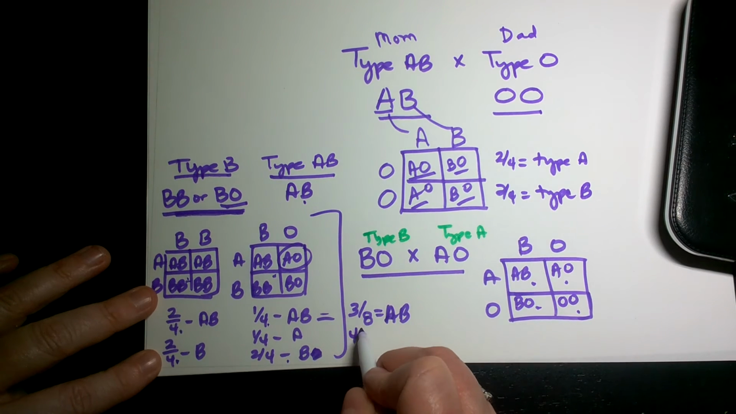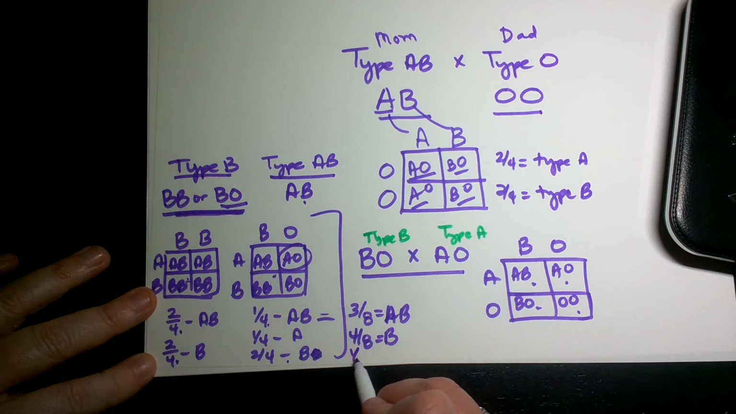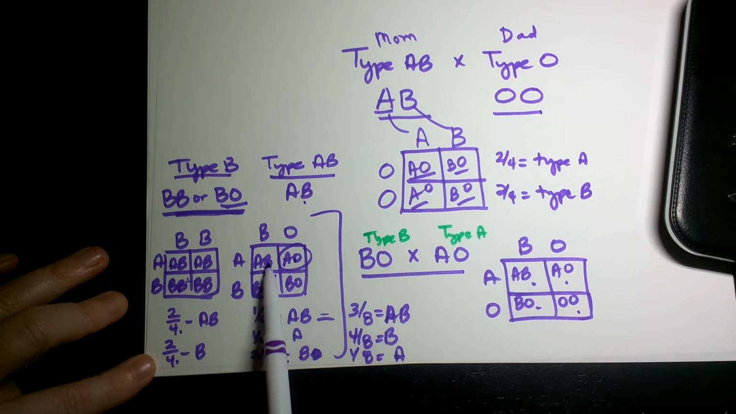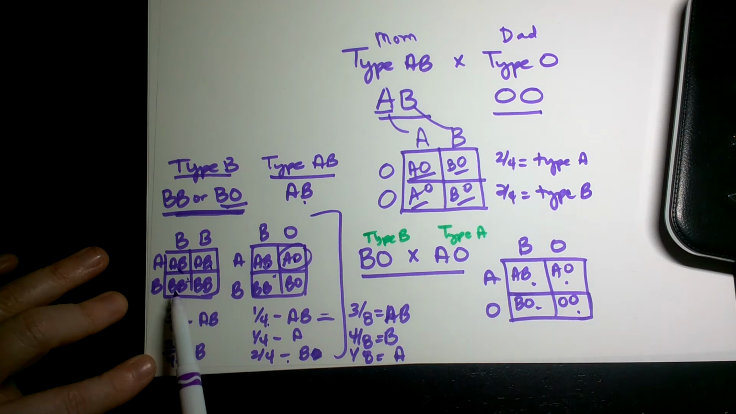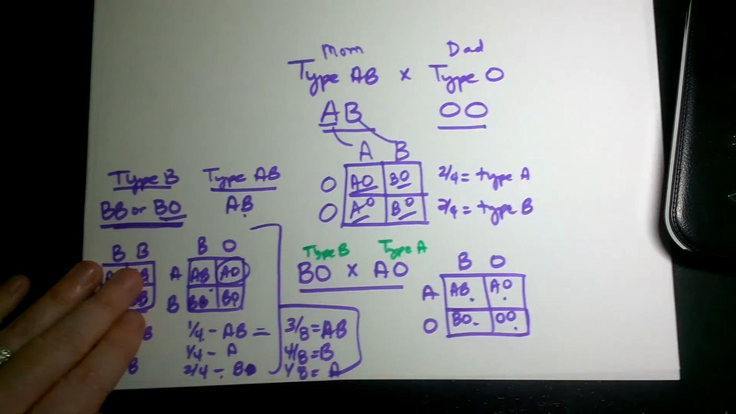So we've got 4 out of 8 that it's a B. And then we have 1 out of 8 that it's an A. Because if you look at it, there's one A, there's 1, 2, 3 ABs, excuse me, and then there's 1, 2, 3, 4 type B. But that's a rarity. You just need to know how to do the Punnett square.